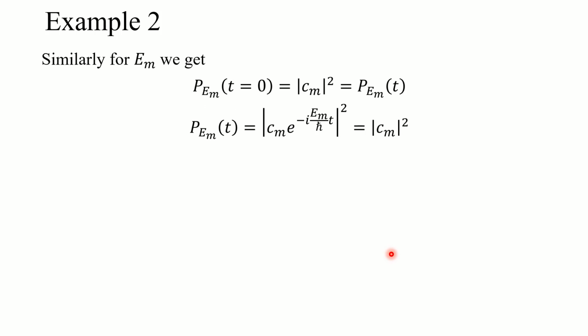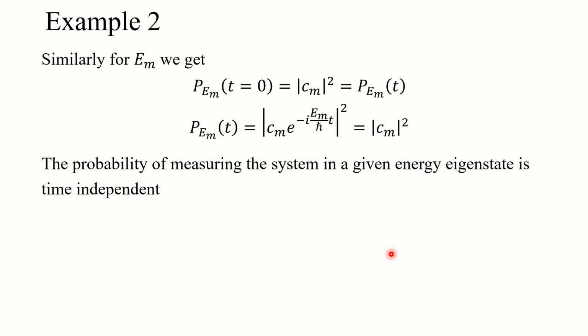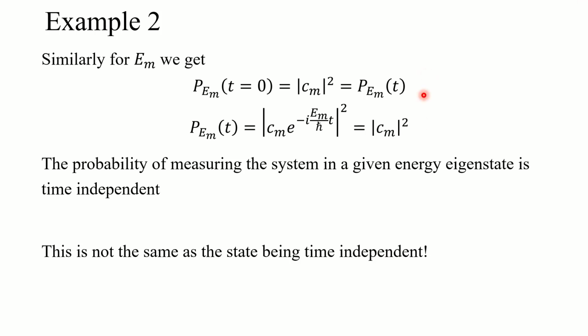Similarly, if we were to look for the probability of measuring the mth eigenenergy, we get the exact same thing. Neither of those probabilities change with time, right? So the probability of measuring the system in a given energy eigenstate is time independent, is what we've just shown. But we need to be careful. We might naively think that means the state of the system isn't changing. That is not true.